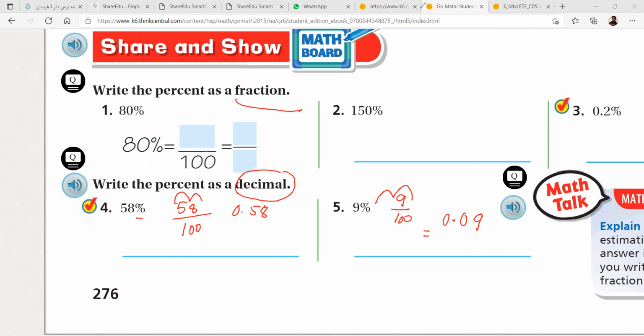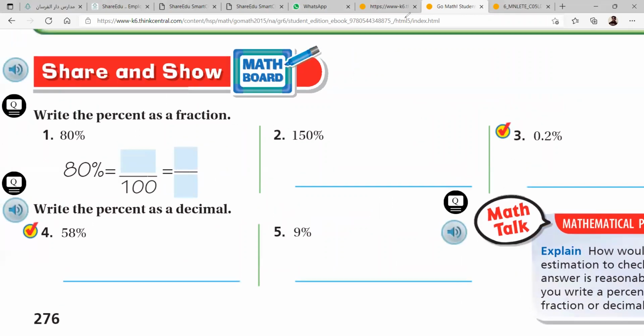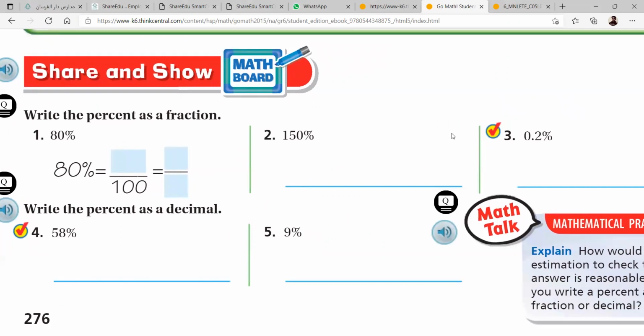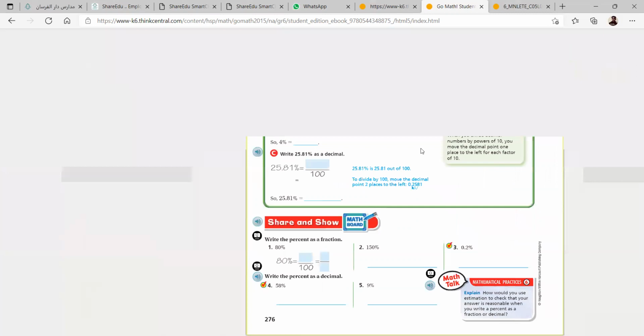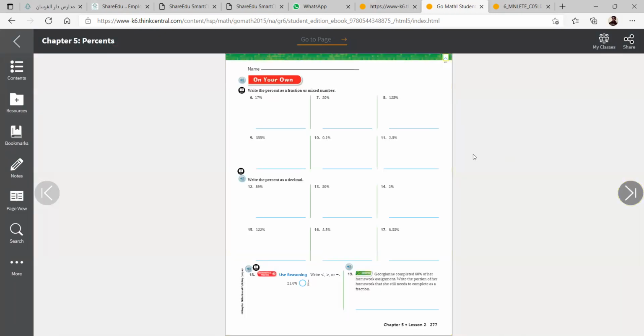I didn't really get how did they do it as a fraction. Okay, we will do it on your own and then you will get it. Go to next page, yalla. I will do it with you so that you understand.